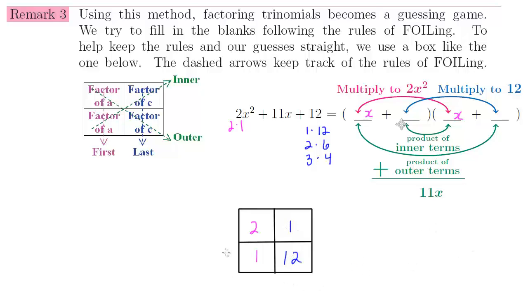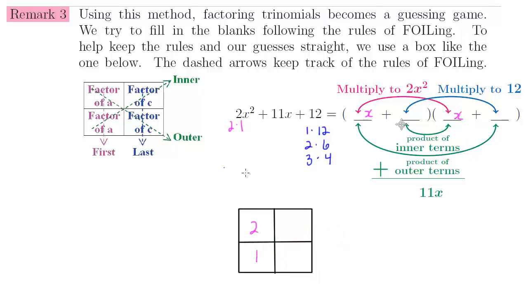Then you can test whether that gives you the 11x in the middle by multiplying the diagonals. 2 times 12 is 24, and 1 times 1 is 1. These do not add up to 11, so this will not work. I cannot choose 1 and 12 for these coefficients. Let me try another guess.